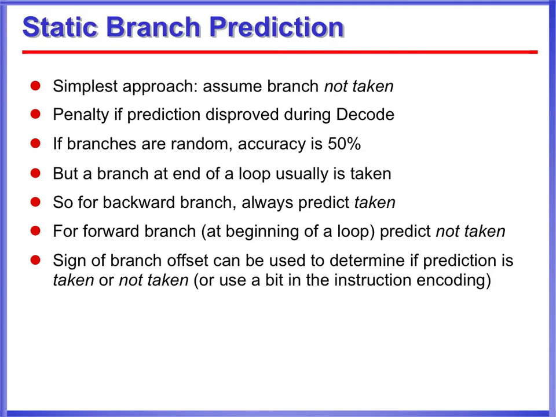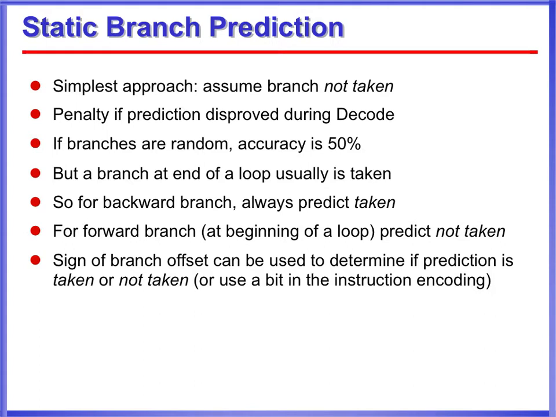So if your branch is at the top of a loop, it probably makes sense to predict that it will not be taken. If it's a while loop, you're going to want to go through the loop. Typically, you write your program so you go through the loop at least once. So that means for the branch statement at the top of that while loop, you're probably going to predict, no, I'm not going to take it.